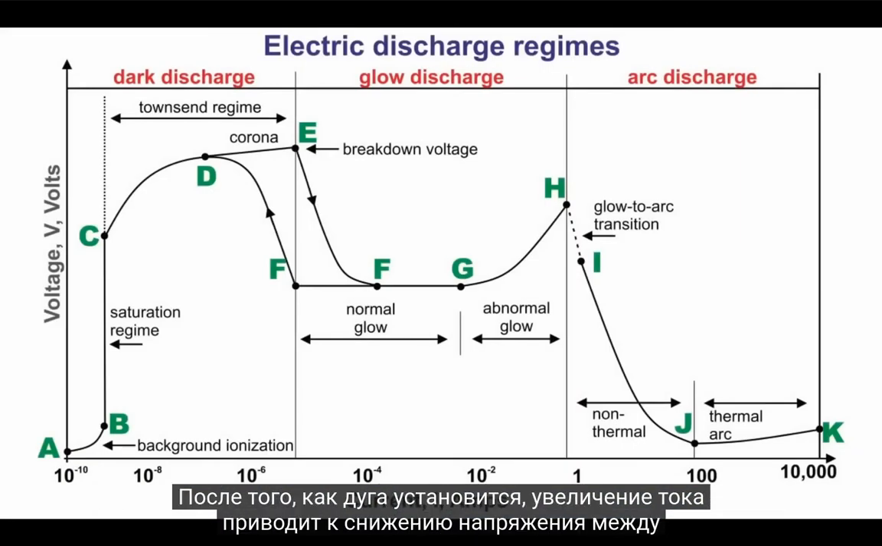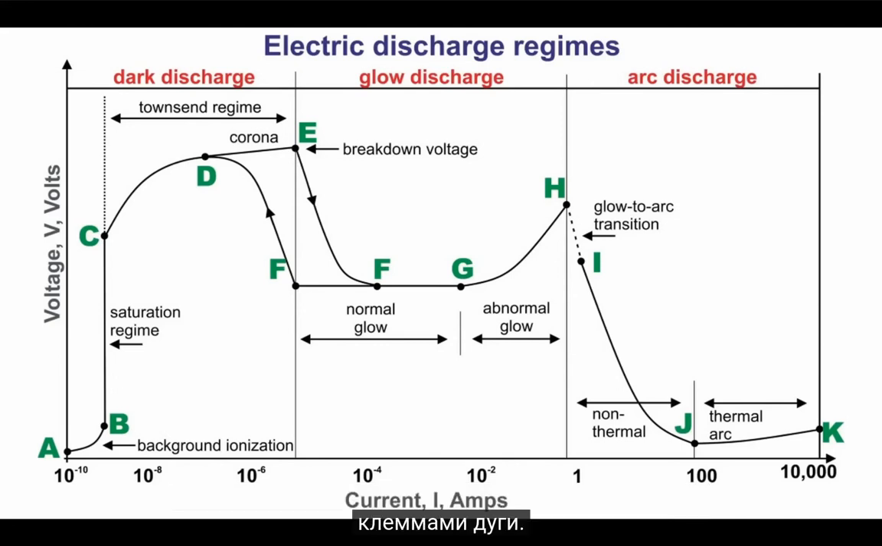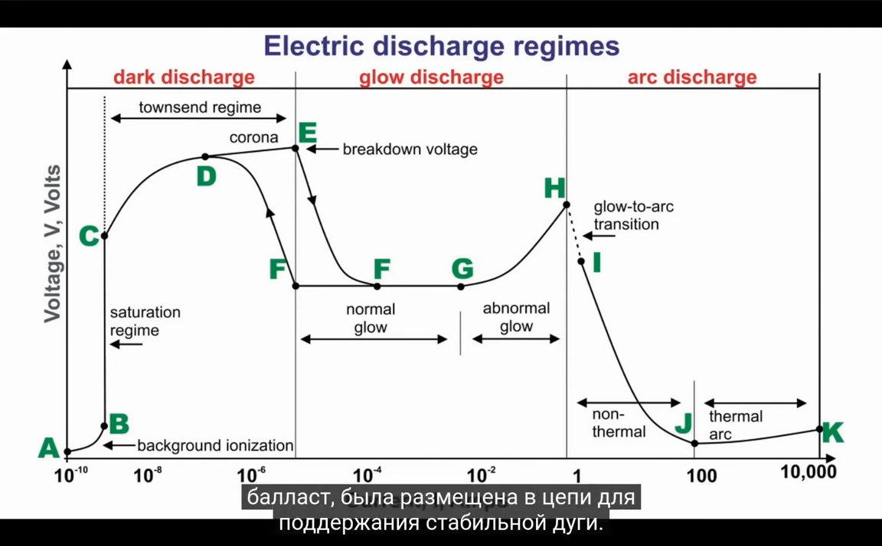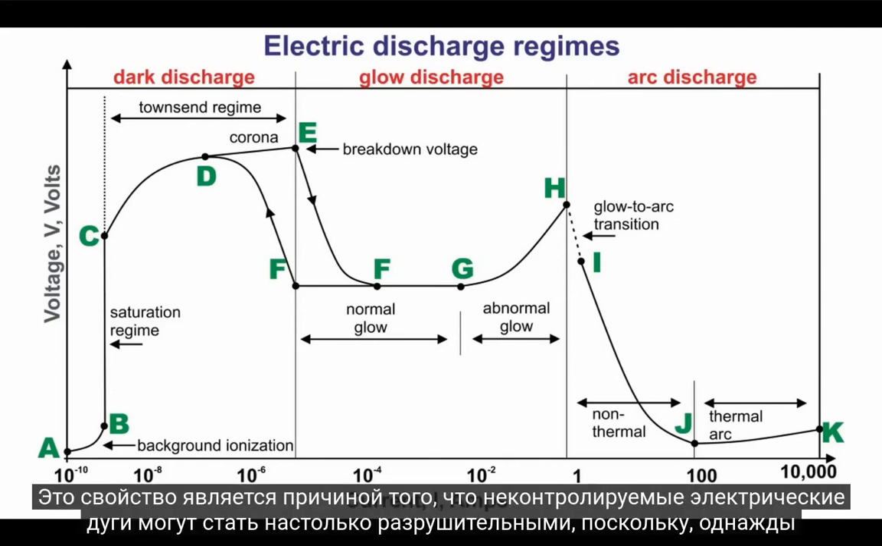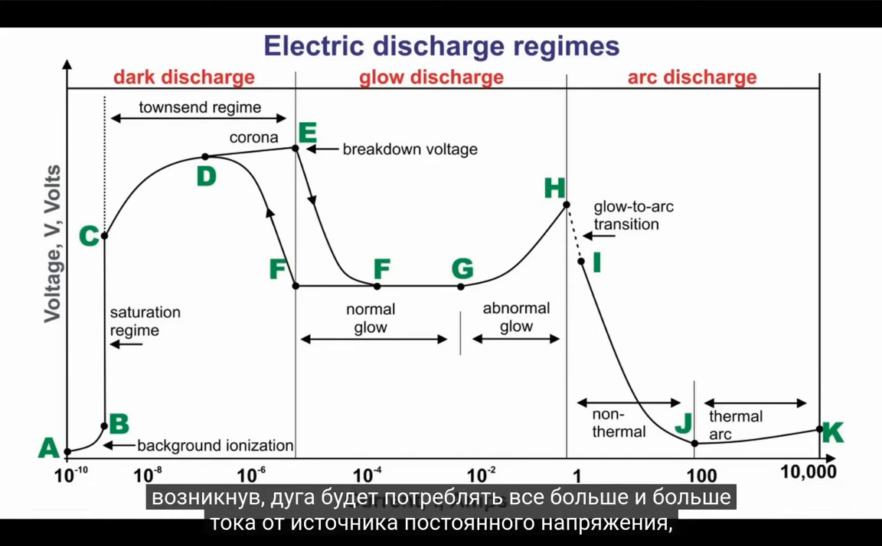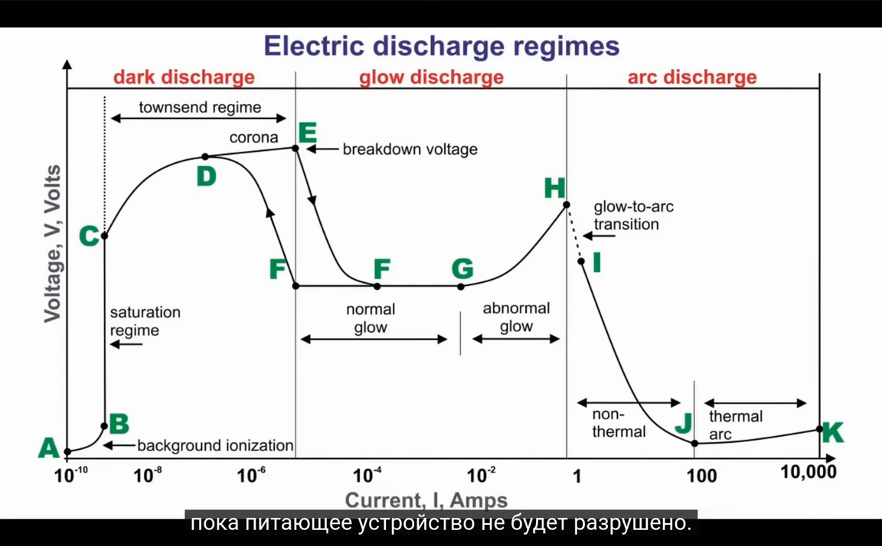Once the arc is established, increased current results in a lower voltage between the arc terminals. This property is the reason uncontrolled electrical arcs can become so destructive, since once initiated, an arc will draw more and more current from a fixed voltage supply until the supply device is destroyed.